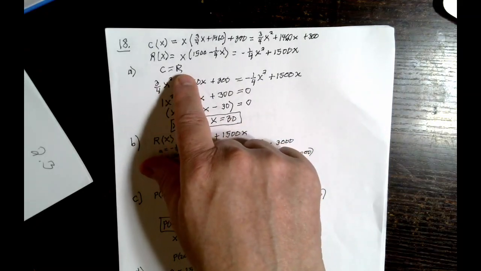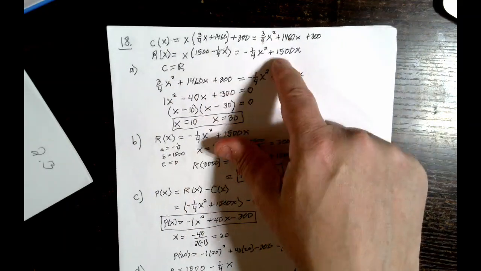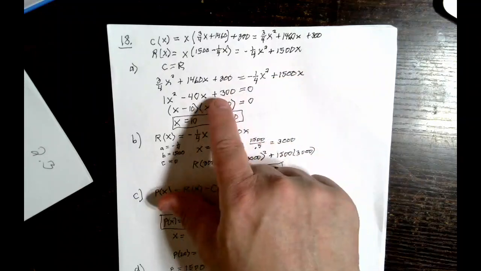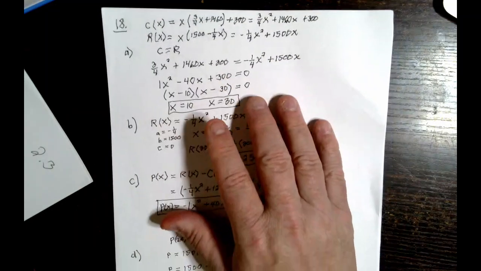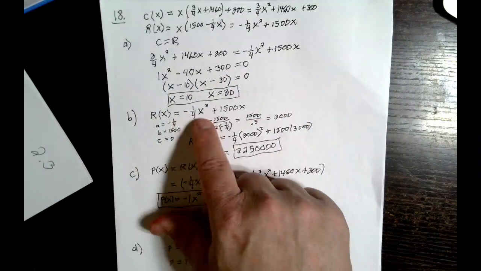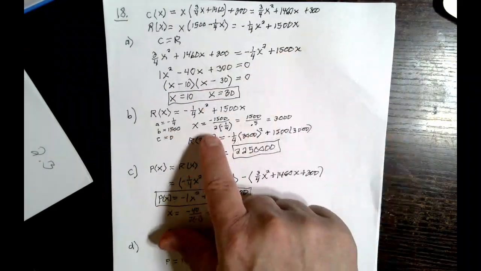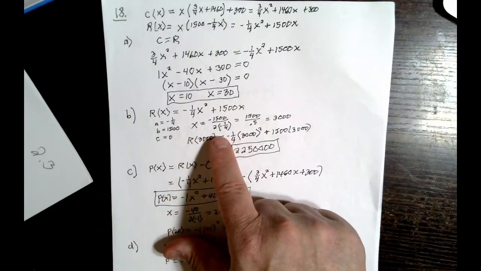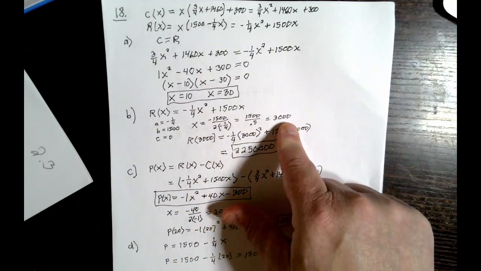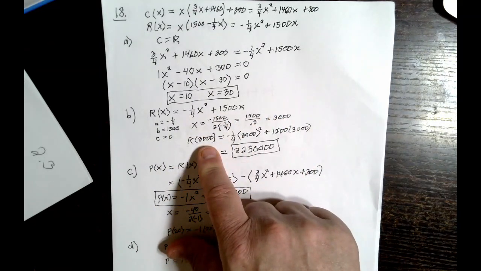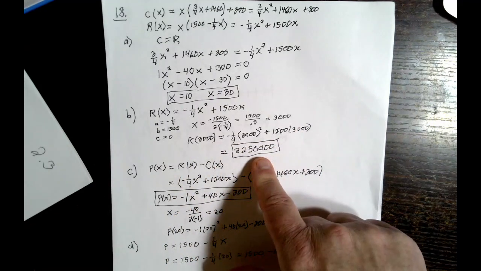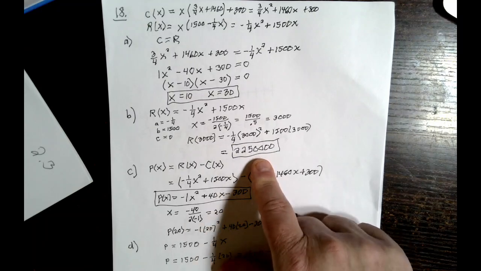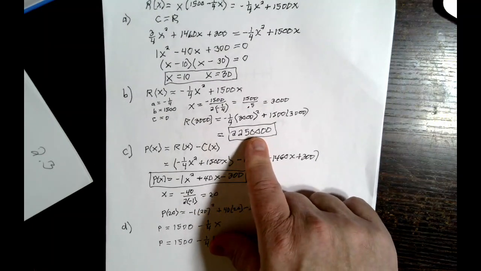So when does cost equal revenue? These guys set equal to each other. Throw everything to one side, factor if you can, and you get 10 and 30. Find the maximum revenue. Well, you take the revenue function and do negative b over 2a again. And it's 3,000 for x, and you plug that into the original revenue, and you get 2.25 million for your maximum revenue.